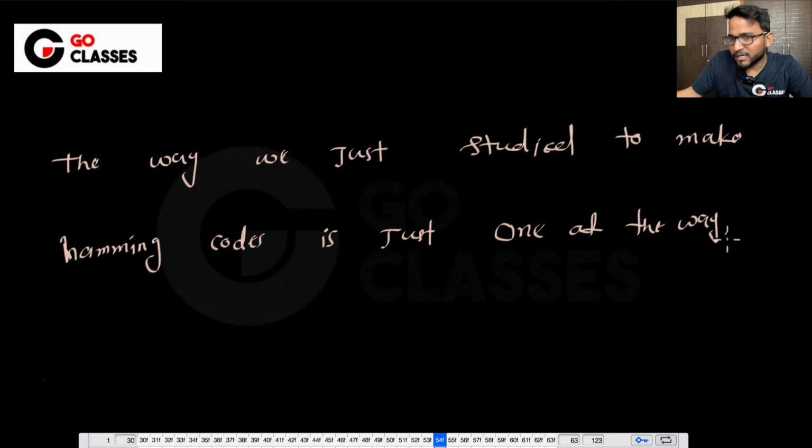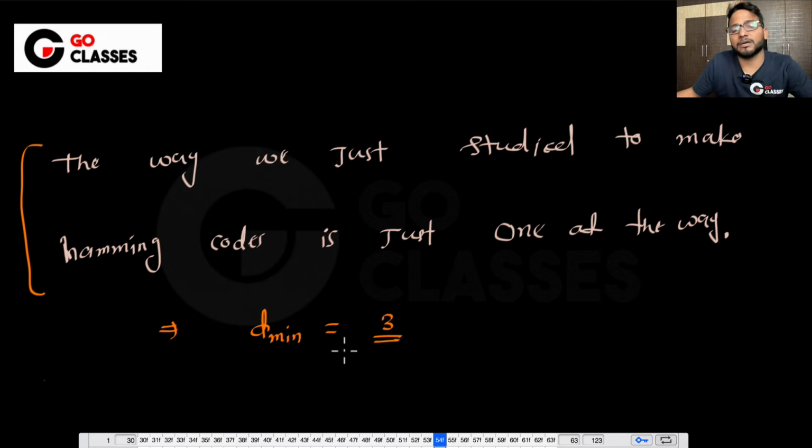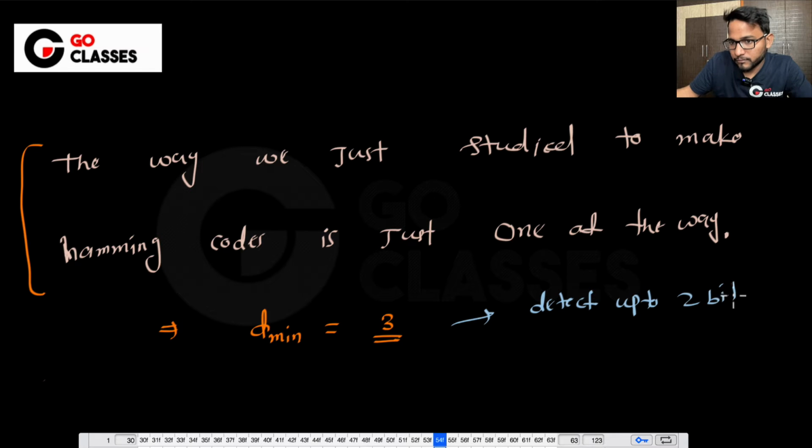And actually in the class I have proved it, but for the revision session we do not need it. The way we are actually designing those Hamming codes leads to the d minimum, the minimum Hamming distance, being 3. The way we are designing automatically leads to d minimum being 3. Which means that the way we have just designed the Hamming code can detect up to 2 bits of error and correct up to 1 bit of error.